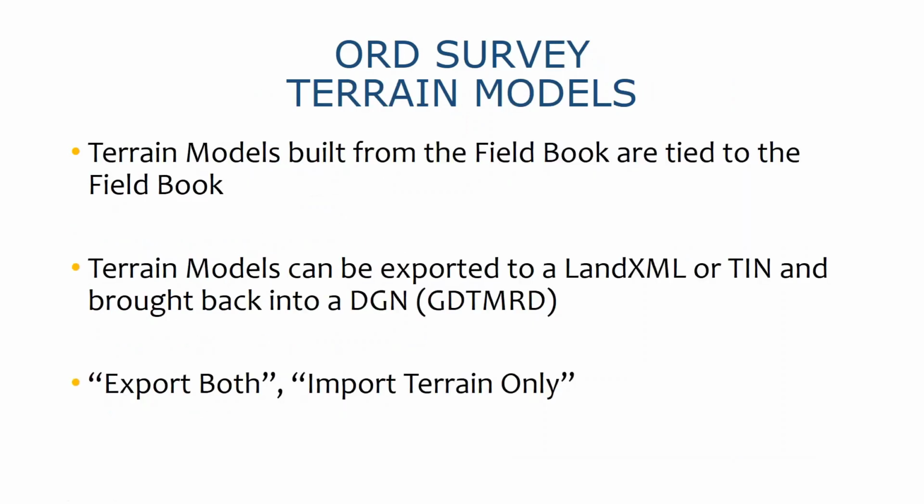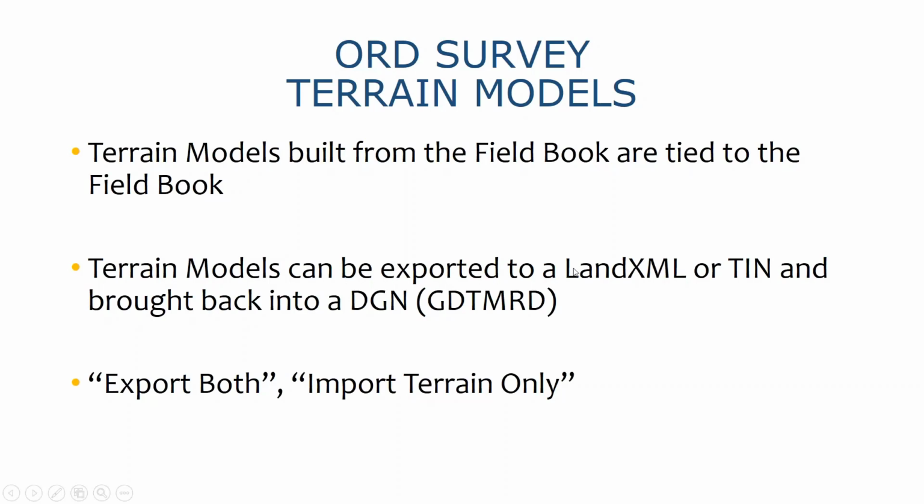I wanted to comment on terrain models for a moment. They are built from the Fieldbook and they are tied to the Fieldbook, and they are all constantly processing. That's why if you want to edit any kind of triangles, you must stop the survey processing by right-clicking on the default category in the survey data set.